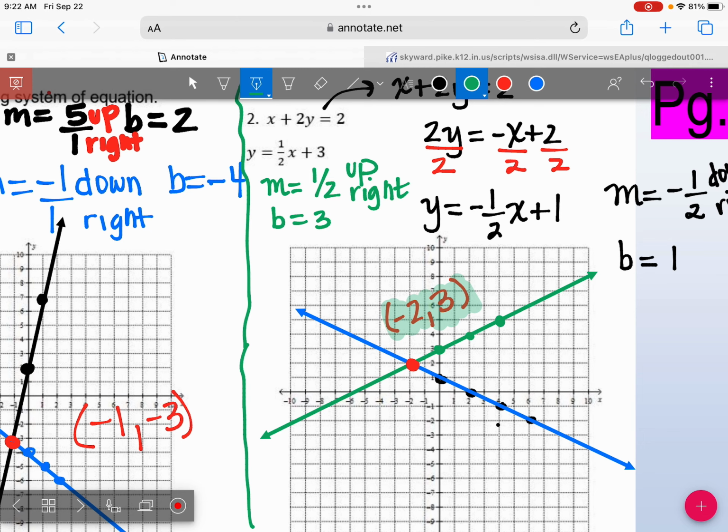Wait, did I name that right? Nope, I did that wrong. What should it be? Not -2, +3. -2, +2. There we go. Now we got it. All right, we just got 2 more and we're done for today.